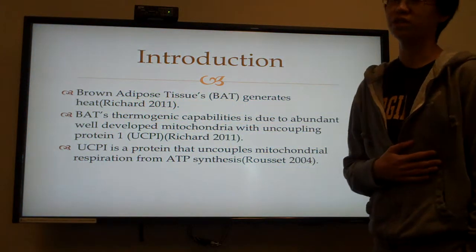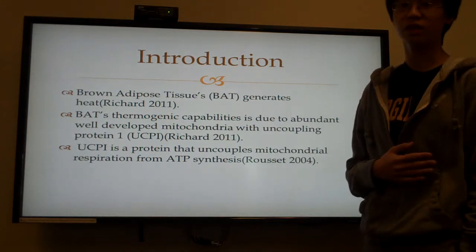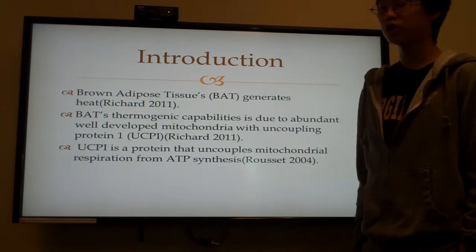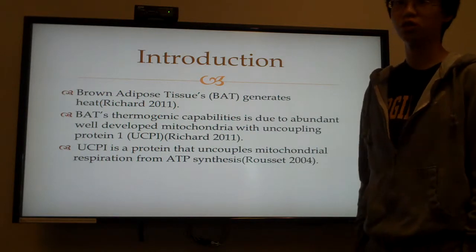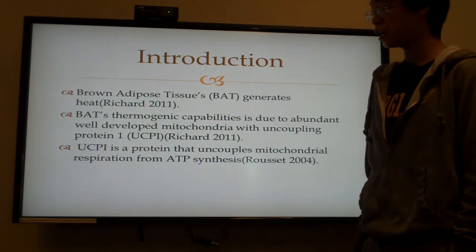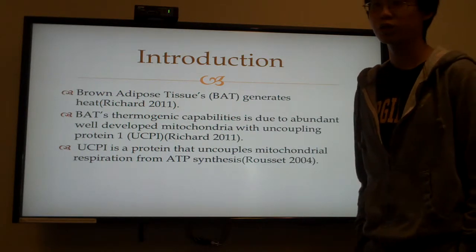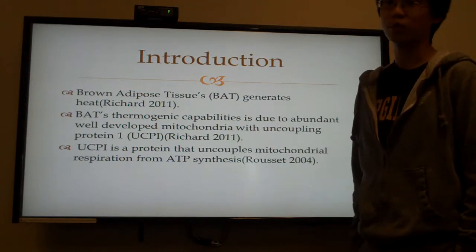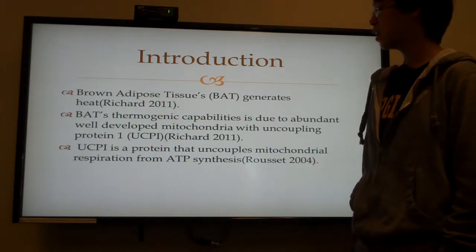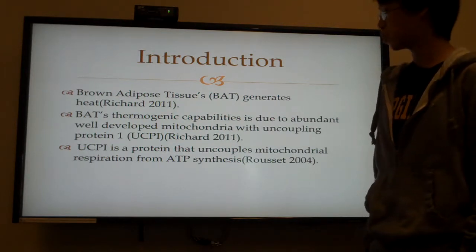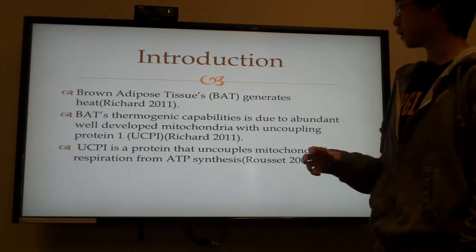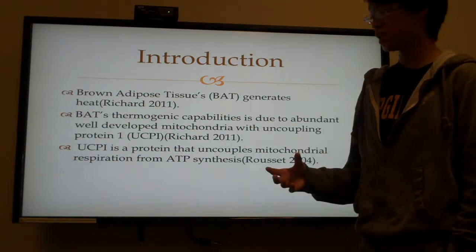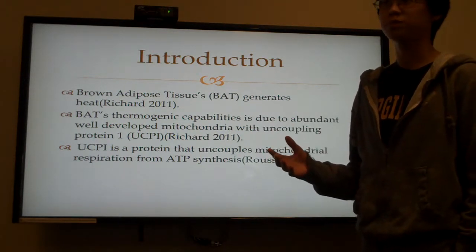So the introduction is that brown adipose tissue generates heat, proven by Richard in 2011. Brown adipose tissue's thermogenic capabilities are due to its well-developed mitochondrion with uncoupling protein 1, otherwise known as UCP1, also discovered by Richard in 2011. And UCP1 is a protein that uncouples mitochondrial respiration from ATP synthesis, discovered by Rousset in 2004.